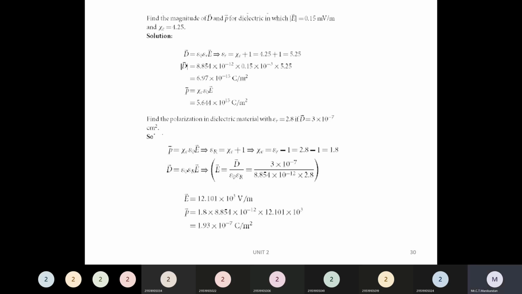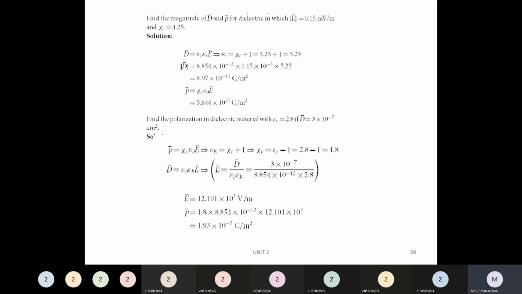What is the formula for the dielectric electric field? D equals epsilon naught epsilon r E. We already know D, so if you substitute, you will get the E value. E equals D by epsilon naught epsilon r. So the electric field E equals D by epsilon naught epsilon r, and from that you will get the E value.